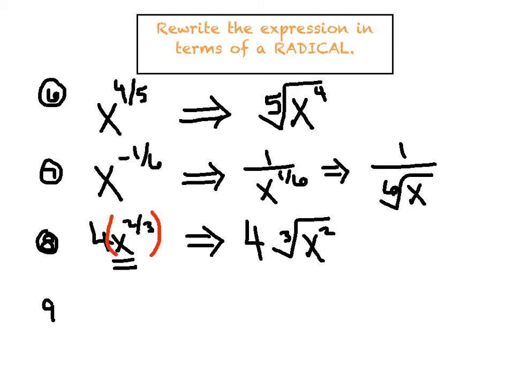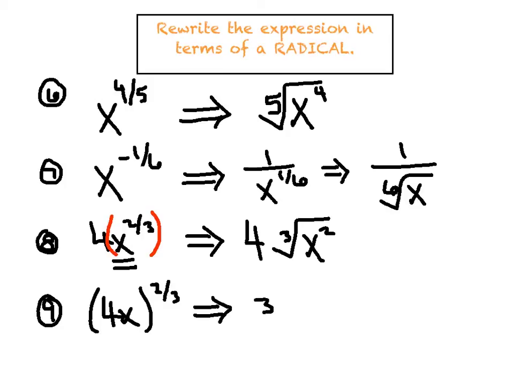Now let's compare that to the next example that's going to look very similar. We have parentheses, the quantity 4x raised to the 2/3. Here's what it would look like if I wanted the entire quantity raised to the 2/3 power. I would have to use parentheses, and in this case, as I rewrite it, we're going to say the cubed root of the quantity 4x squared.